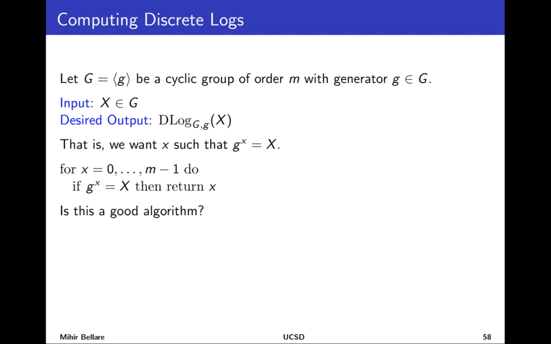Well, it seems like there's a pretty easy way to find little x. Why is that? We know that in the range 0 through m minus 1 is where little x lies. In fact, in that range, there will be a unique little x such that this equation is true. So I can just try them all. For every possible value of little x, I raise g to the power little x, and I test if I get back big X. And if so, little x can be returned as the discrete log.